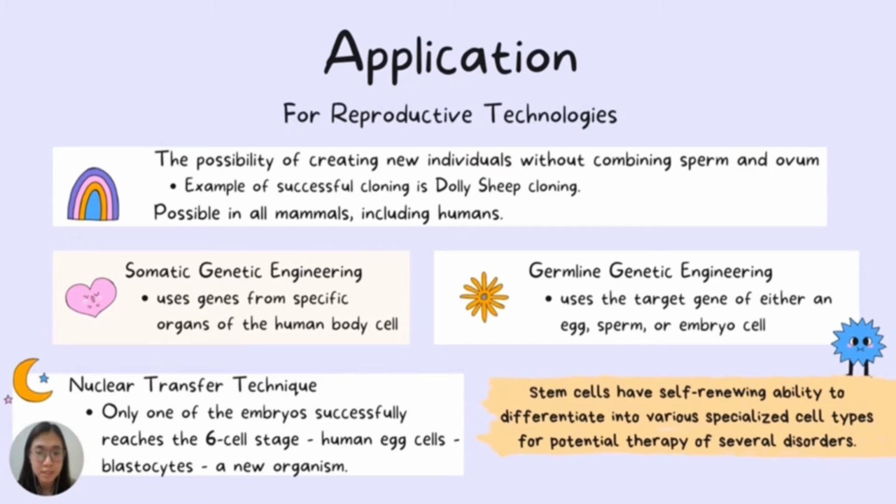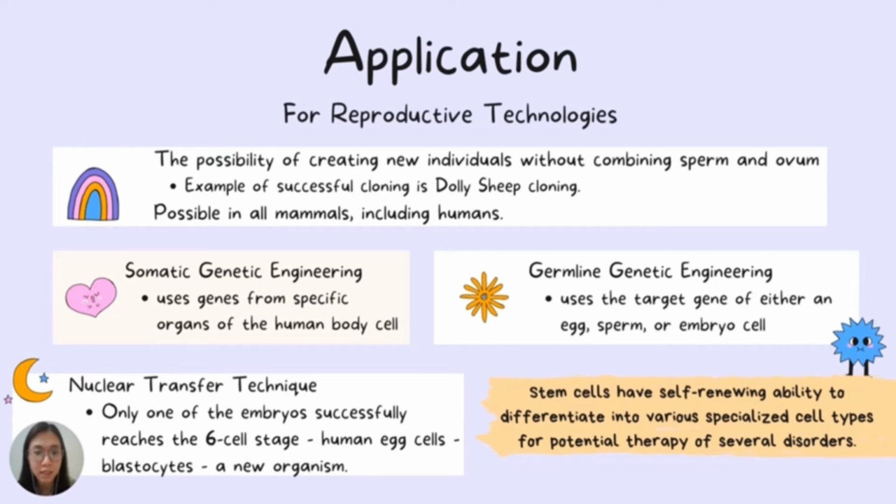Cloning is not a new venture. For years, researchers have been exploring the possibility of creating new individuals without combining sperm and ovum. Various studies have developed this method and it works. One of the most famous examples of successful cloning is Dolly the sheep. This success shows that nuclear transfer is possible in all mammals, including humans.